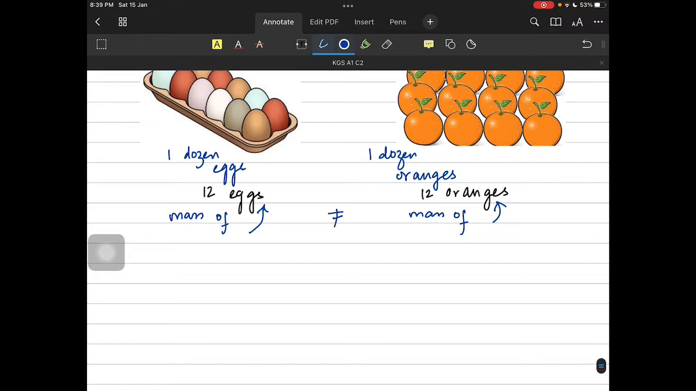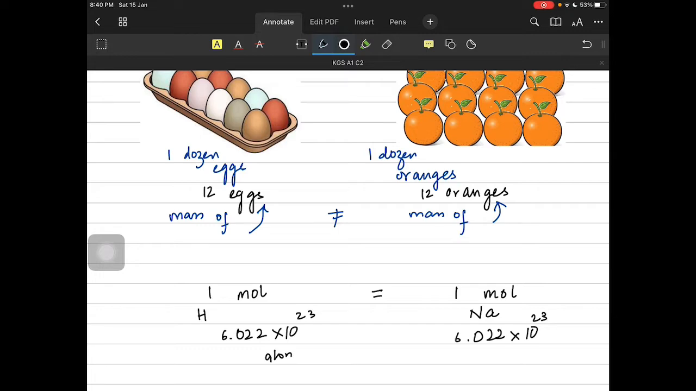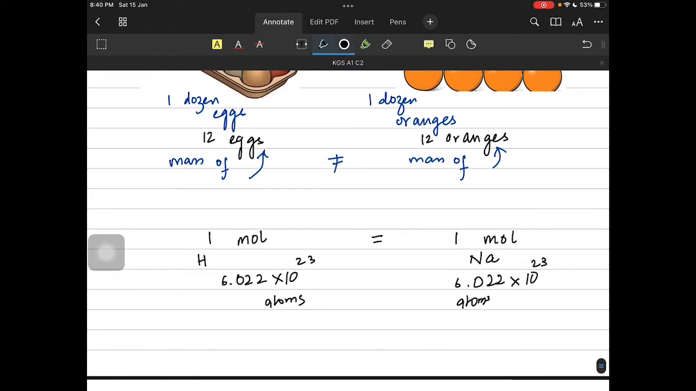Similarly, we should know the fact that 1 mole of, for example, hydrogen has the same number of particles as 1 mole of sodium atoms. They both have 6.022 × 10^23, and this is the same number on both sides. But one thing is very interesting, that the masses of these substances are not the same.